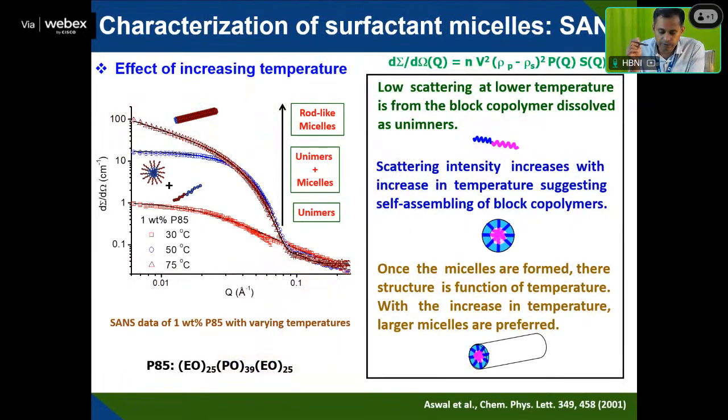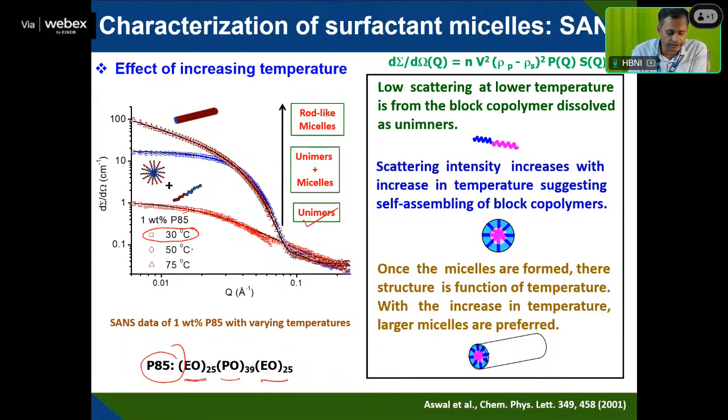One example I have given here is how the effect of temperature changes surfactant structures, and that can be measured using small angle scattering facilities. If you take P85, that is Pluronic P85, it is a block copolymer. It has ethylene oxide, polypropylene oxide, and ethylene oxide blocks. In these block copolymers, different structures form depending upon the temperature. At 30 degrees centigrade, you can see here it is mostly unilamellar. So the micelles exist here.